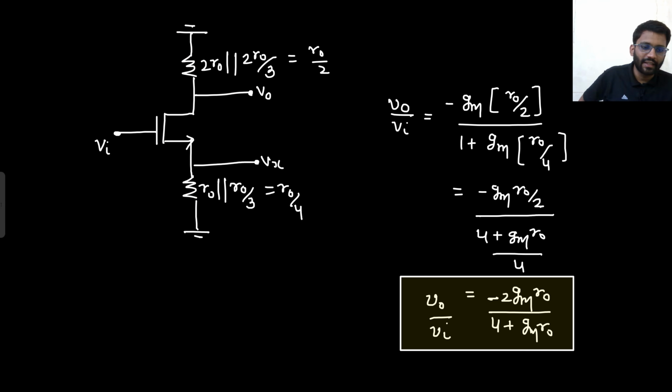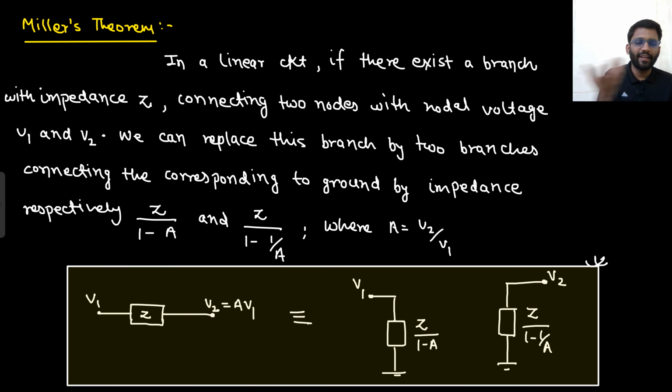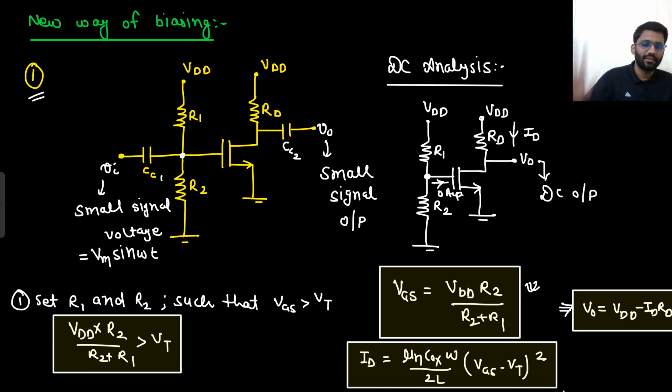Let's see the other way of biasing. So why did we study Miller's theorem? Out of nowhere, suddenly I taught you Miller's theorem. Why? Because we are going to use it. So first we studied about this biasing, the potential divider. Here we are doing the potential divider. So I will call it potential divider biasing. There is no specific name, so let's just call it potential divider.